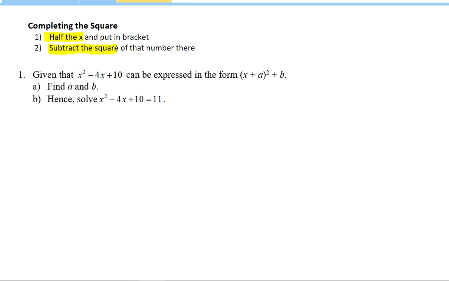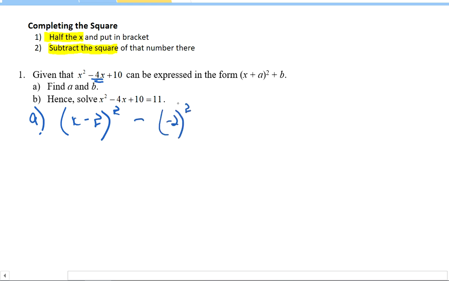Question 1a. Or rather, look at the question first. The value of x is negative 4. So half of negative 4 is negative 2. Put it in the bracket. Subtract the square of the number that I've just written down, which is negative 2. But please remember, you must continue to write the value given in the question. So after that, I will simplify the question.